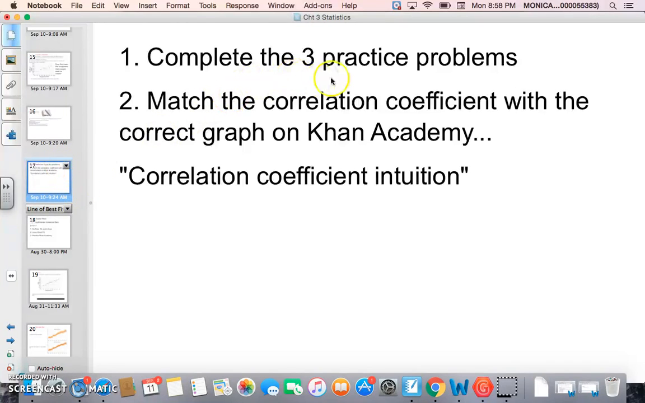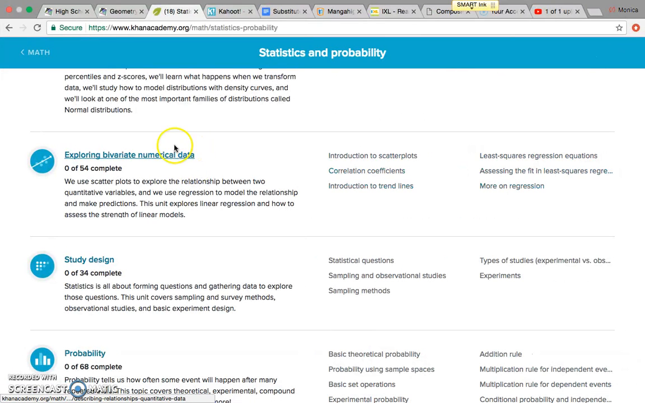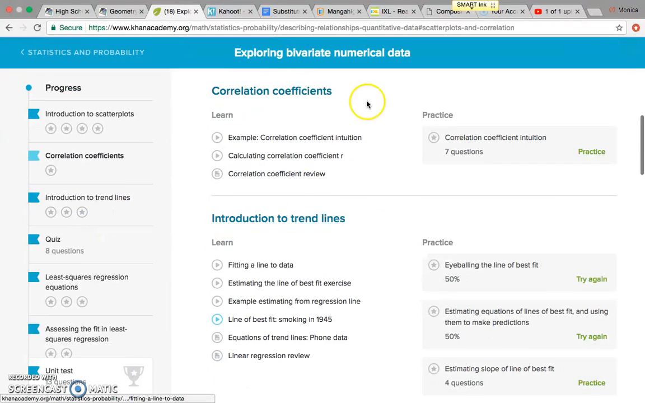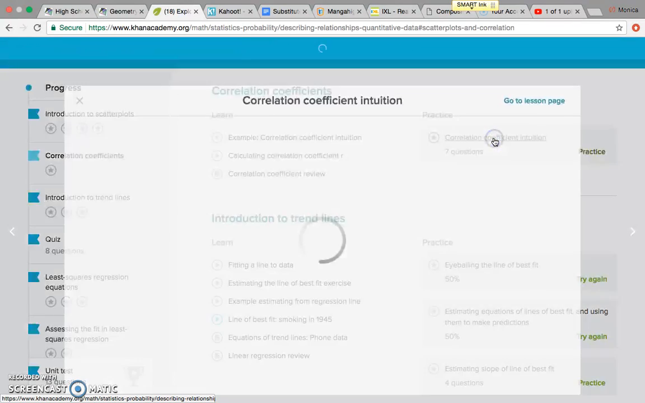When you have completed your 3 practice problems, we will discuss them, and then you are to complete Khan Academy. It's called Correlation Coefficient Intuition. Essentially, I'll show you an example. Okay, so once again, when you're in, you're going to go to Statistics and Probability. We're doing Exploring Bivariate Numerical Data, and we're talking about correlation coefficients here. So you click on that, and it's Correlation Coefficient Intuition.